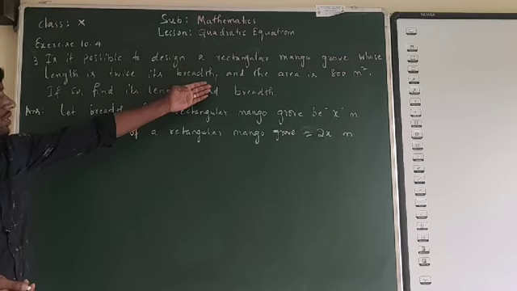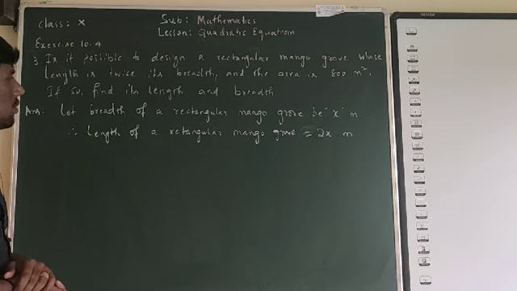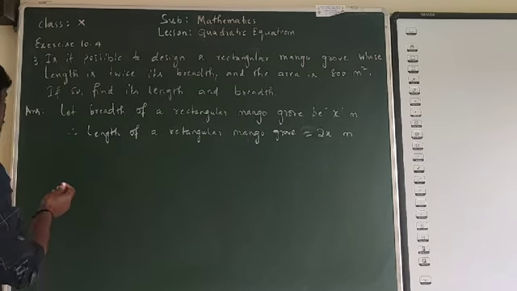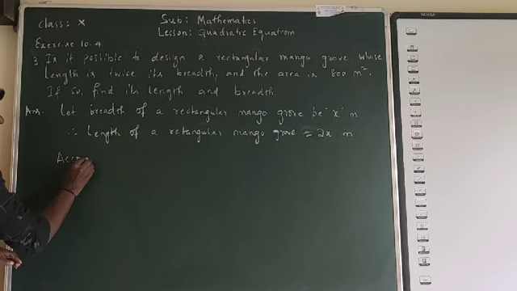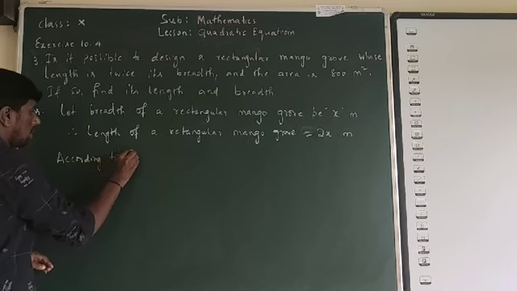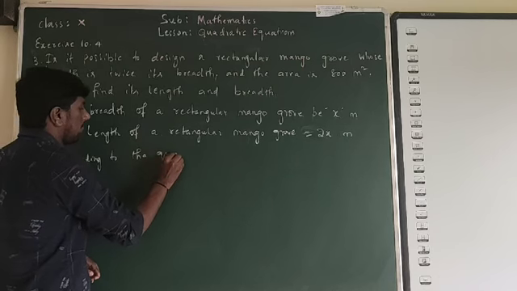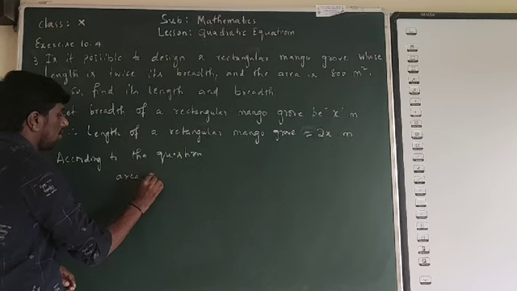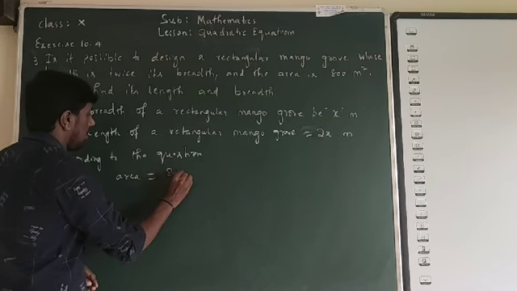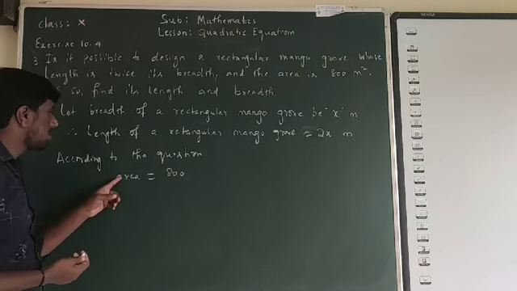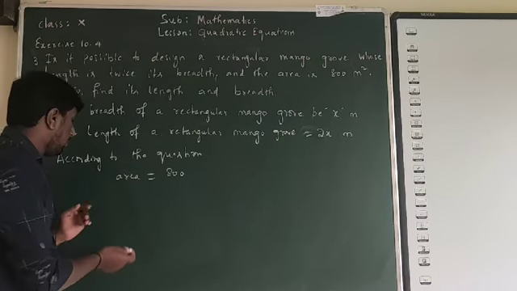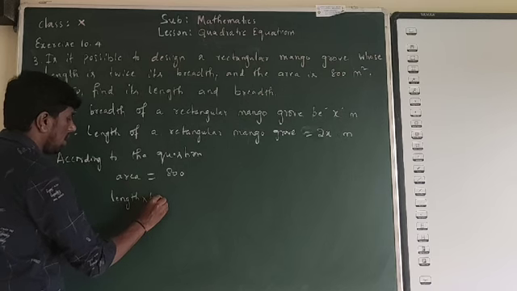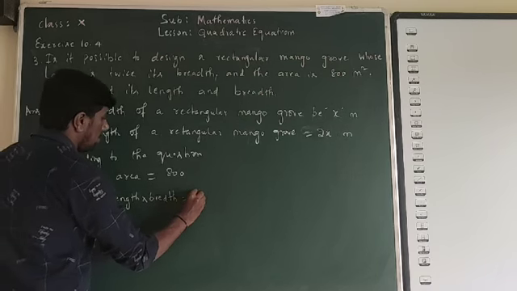We'll use the concept we have been given. Area is 800 meters square. So according to the question, area is equal to 800 meters square. What do you mean by area? That is length into breadth. We know that, right? Length into breadth is equal to 800 meters square.